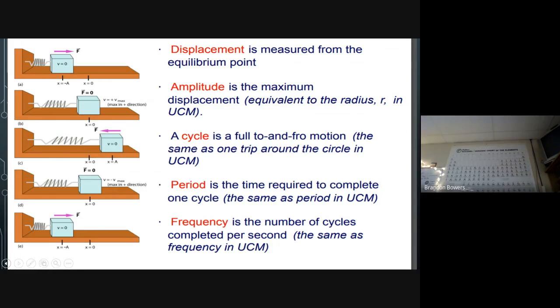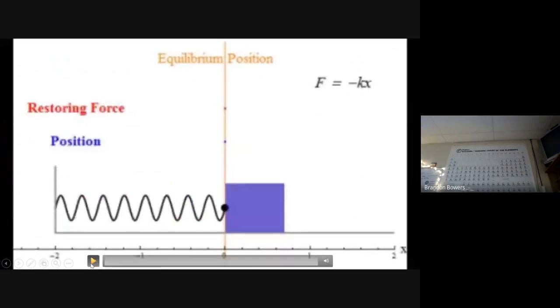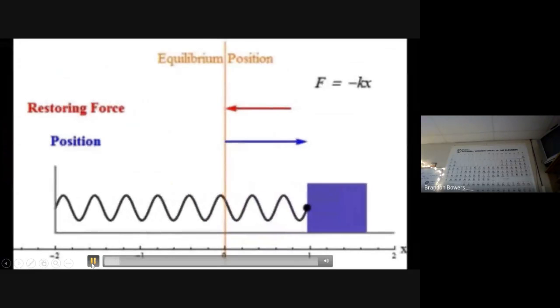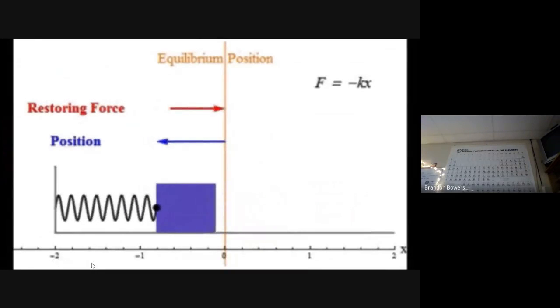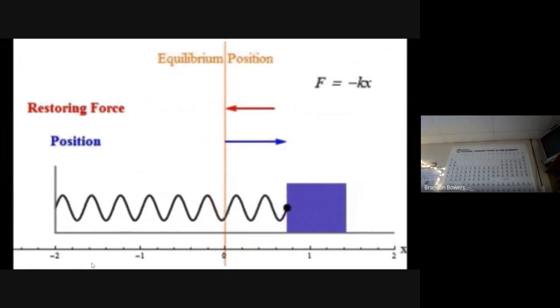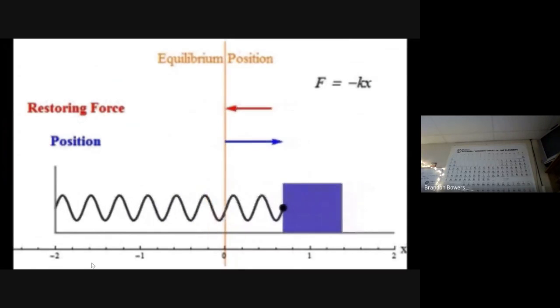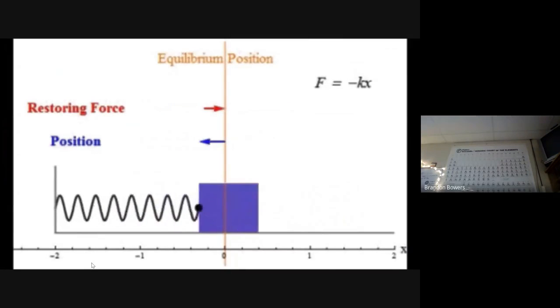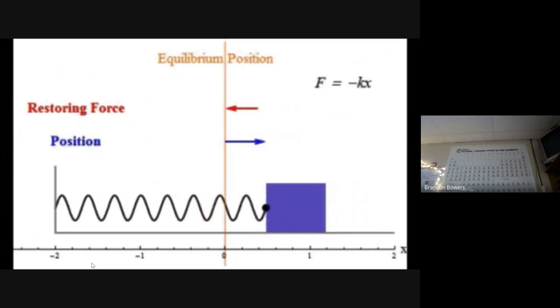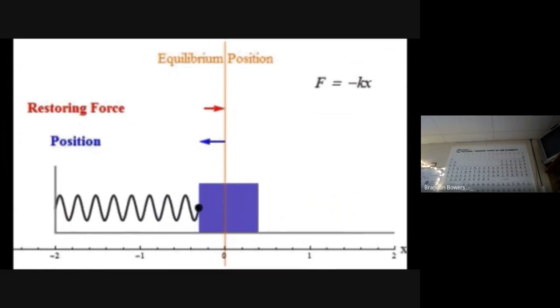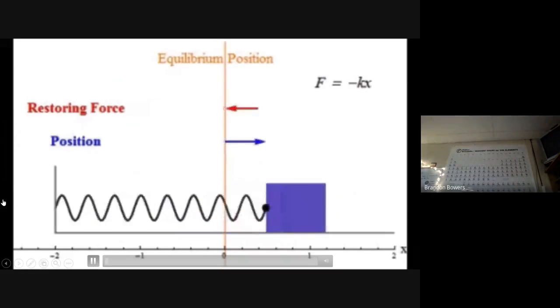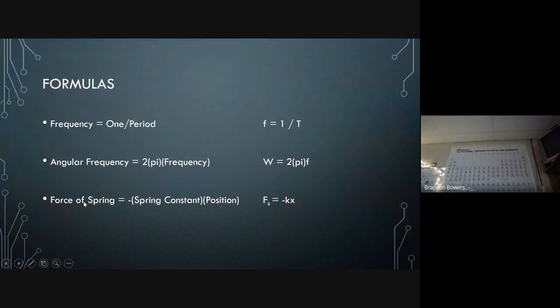Everybody good? All right. Now, we're going to start with 3 different equations. We'll get there. Okay, so as you can see, as the position changes, the restoring force is opposite. So that's why our equation is negative. There's a negative thrown in there. Okay, just a visual. Here are the 3 equations we're going to focus on.